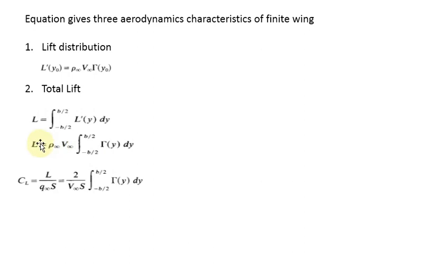Okay, so once you find the lift equation, we can find the coefficient of lift. So the coefficient of lift CL equals L divided by q infinity S. So once you know the value of lift, you can find the value of CL. So this is the next outcome, the total lift, from the Prandtl lifting line theory.